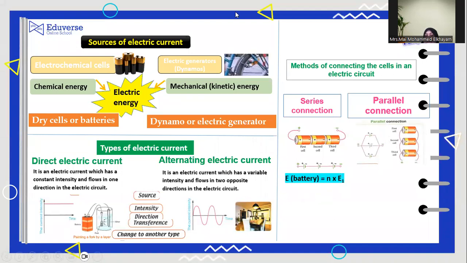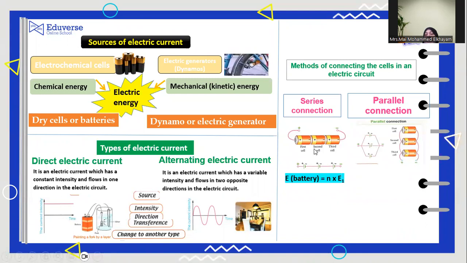All of them are connected in parallel, where the positive poles are connected on one side and the negative poles are connected on the other side. How can we calculate the electromotive force of the battery where cells are connected in series? The electromotive force of a battery is N multiplied by E1. So it is a way to increase the electromotive force by connecting the dry cells in series.